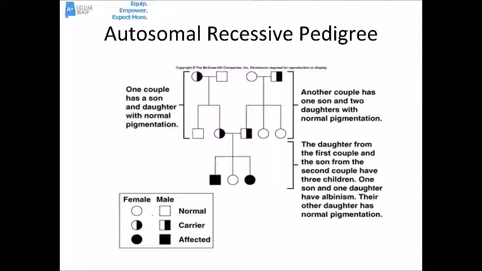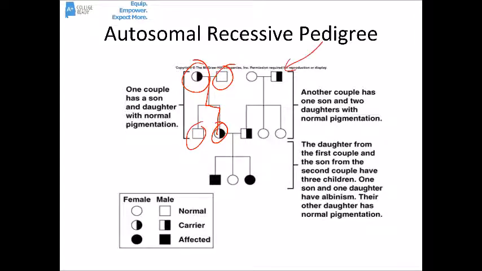Here's a pedigree chart for a trait that's autosomal recessive. Notice that we start up here with a female who is a carrier. The male doesn't have it and isn't a carrier. The female eventually passes the allele on to this daughter, but not the son.